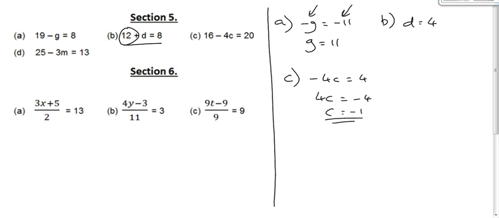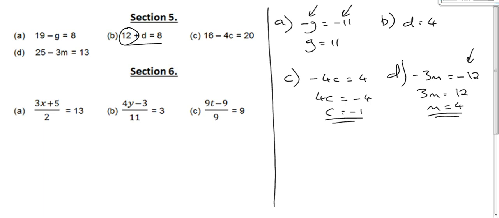Then question D. We're going to take away 25 from both sides. We've got minus 3m. And if we do 13 take away 25, that's going to be minus 12. Then we're going to change the sign, so we're going to have 3m, and if we change the sign on the right-hand side, it's going to be 12. And if we divide by 3, m equals 4.